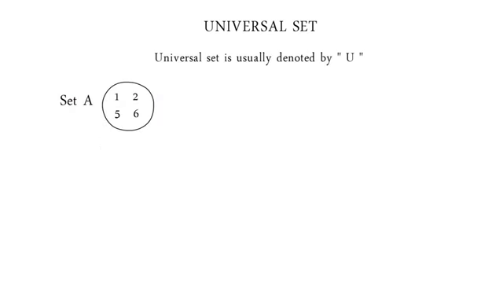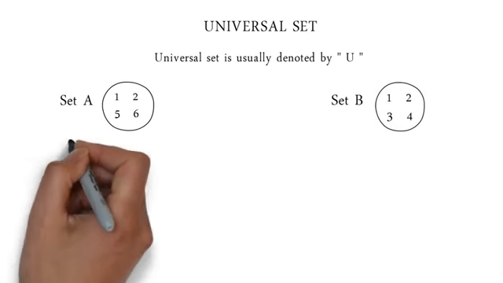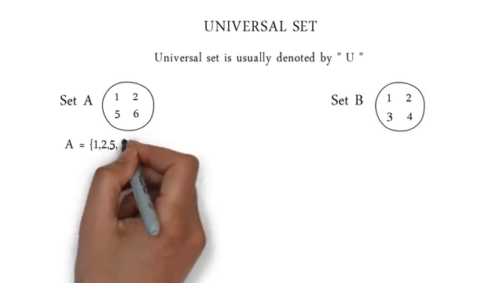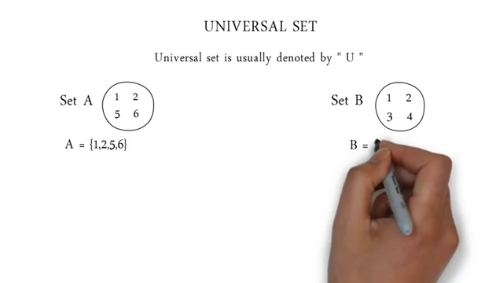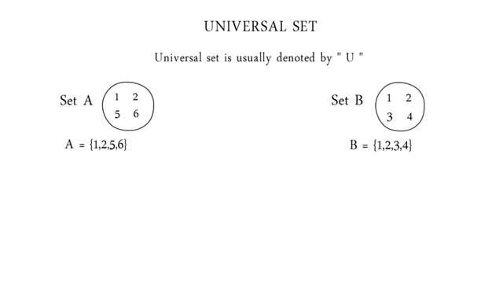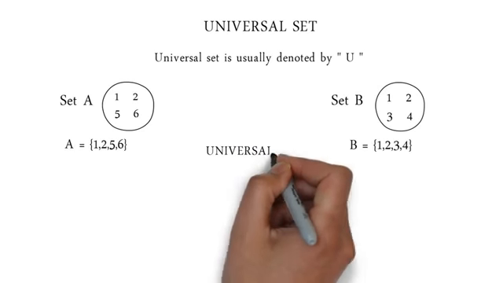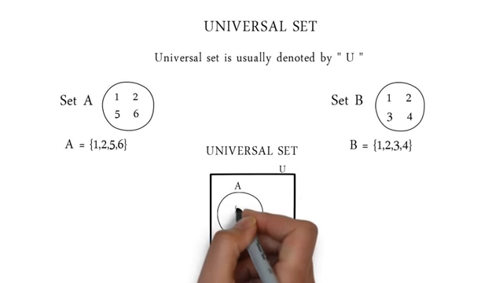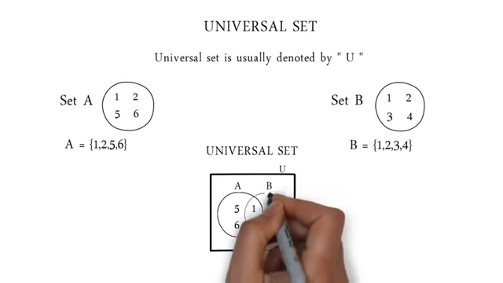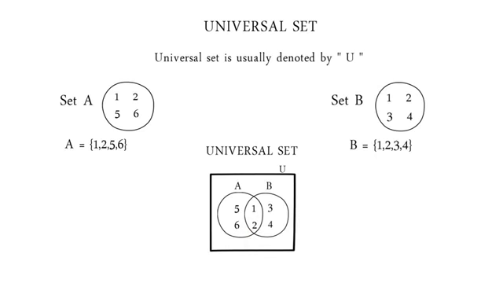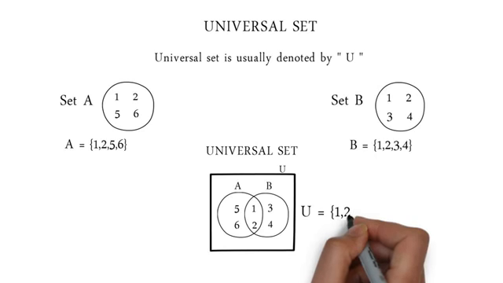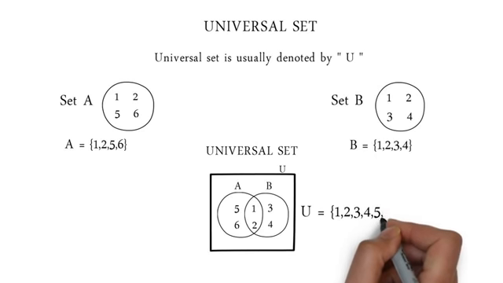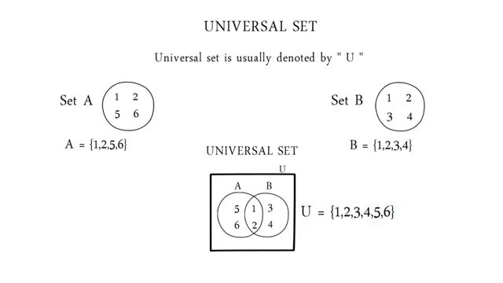For example, set A contains 1, 2, 5 and 6 and set B contains 1, 2, 3 and 4. Then universal set should be represented as a box having all the elements and would be represented as U is equal to {1, 2, 3, 4, 5, 6}. Universal set is usually denoted by U and in Venn diagrams generally it is represented by a rectangle.